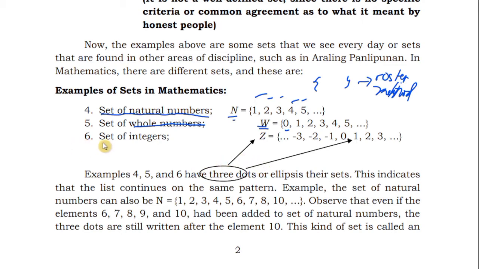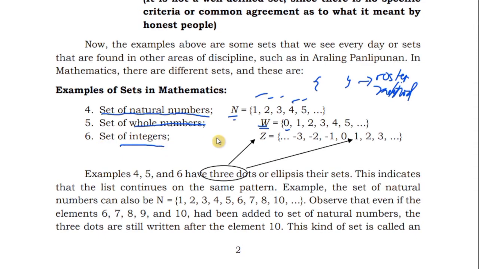So another one is the set of integers. By the way, in some other mathematics books, if you encounter the symbol N, that is the natural numbers. Another one for whole numbers is still the same with W, but with a double stroke. We also have here Z. When we talk about Z, or the integers, those are the whole numbers together with the negative numbers.